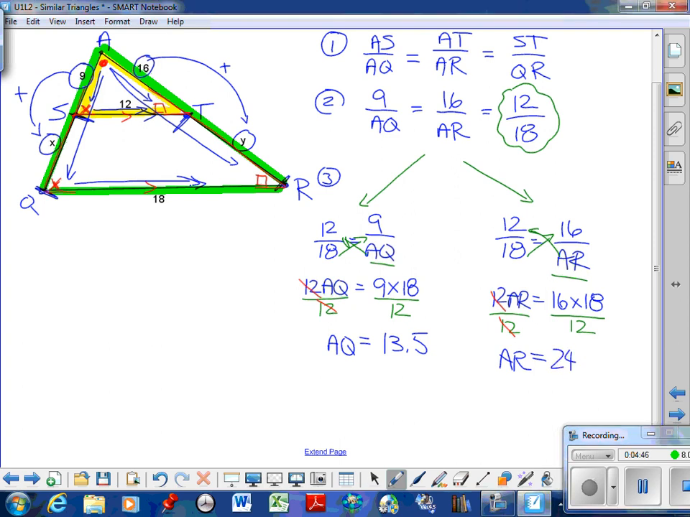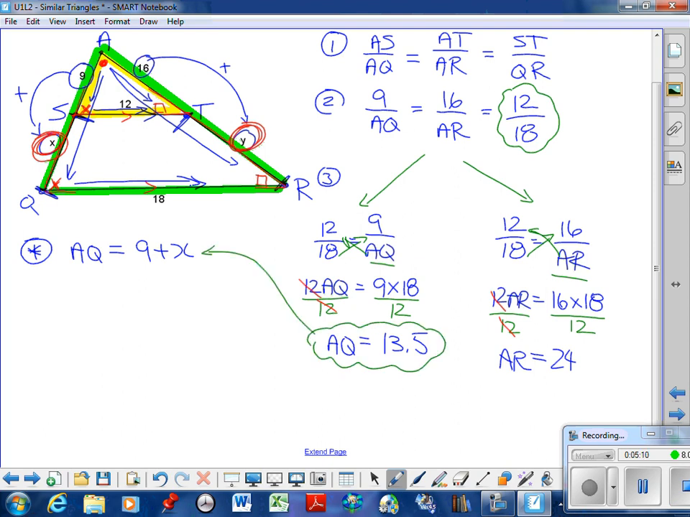Is this our final answer? Absolutely not, because we are trying to find the values of Y and X. So over here is where I'm going to put my final answer, because I have space over here. I know that AQ is equal to 9 plus X. I know that AQ is equal to 13.5. So therefore, 13.5 has to equal 9 plus X.